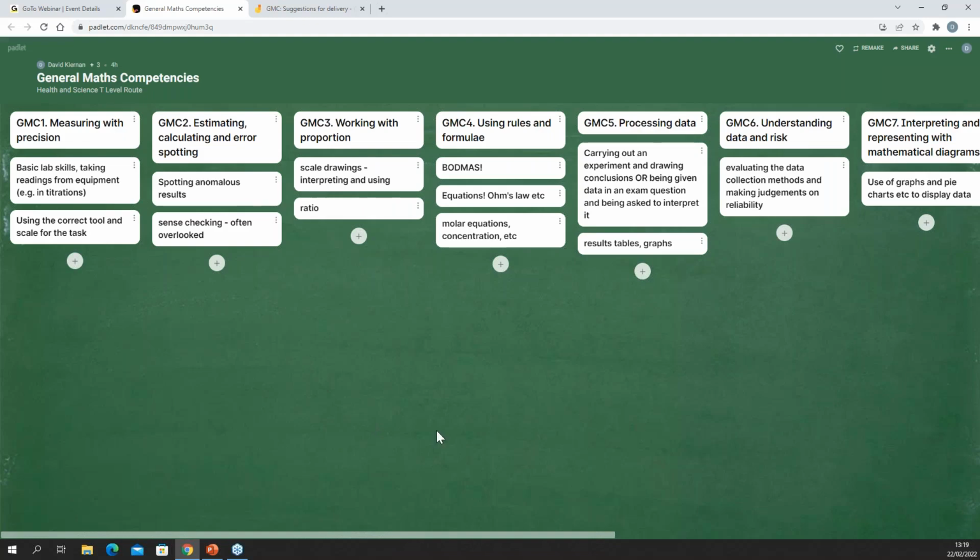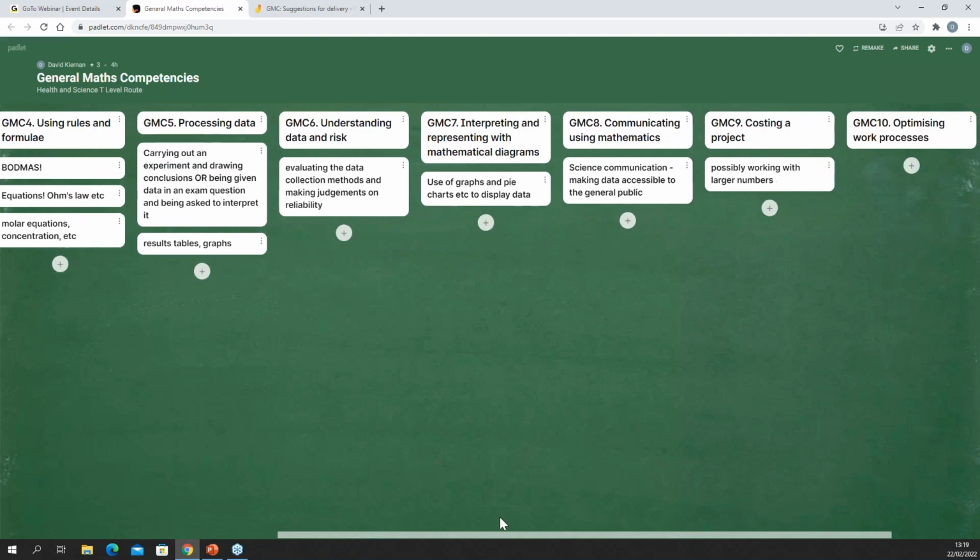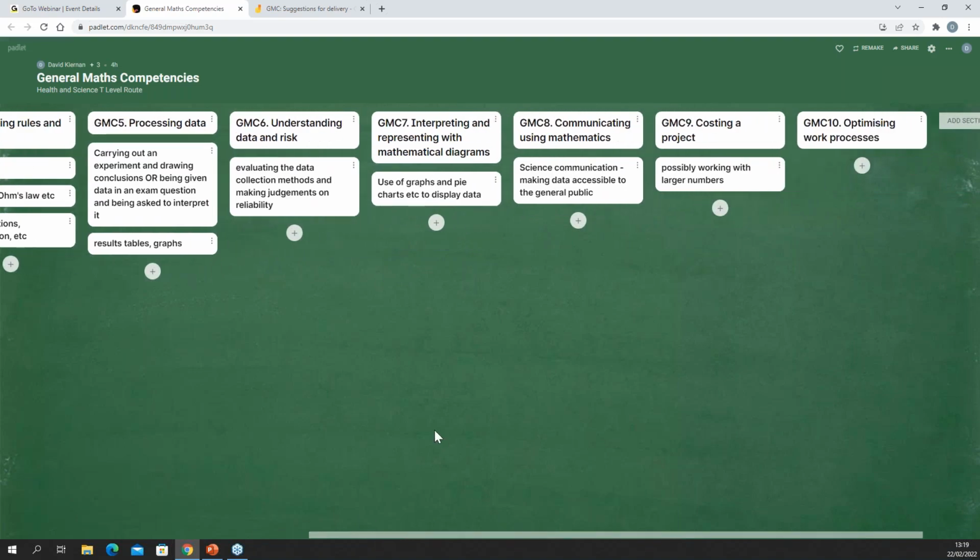Working with proportions, so scale drawings, interpreting and using ratios, using rules and formulae, so body mass equations like the Ohm's law one, molar equations, concentration, etc. So you have processing data, carrying out an experiment and drawing conclusions, or being given data in an exam question and being asked to interpret it. Results tables and graphs, good. So understanding data and risk, so evaluate the data collection methods and making judgments on reliability.